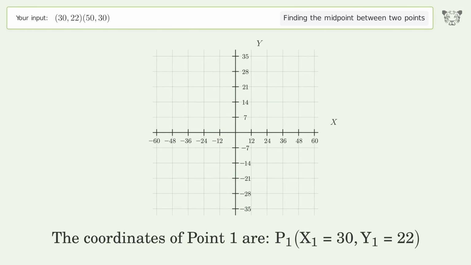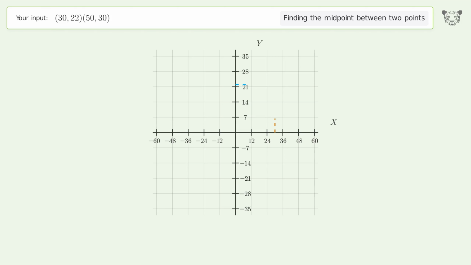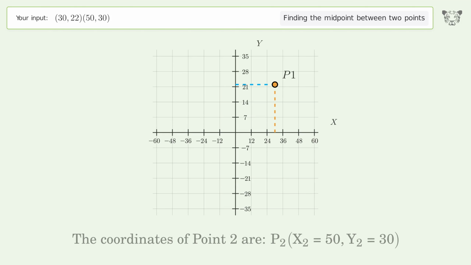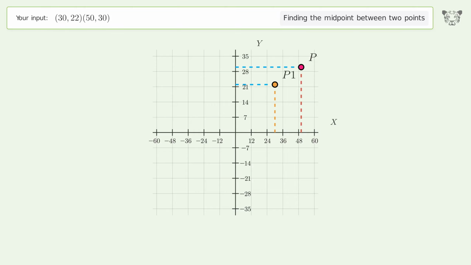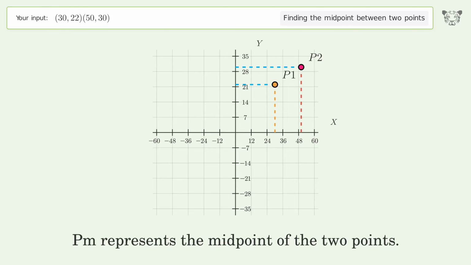The coordinates of point 1 are x1 equals 30, y1 equals 22. The coordinates of point 2 are x2 equals 50, y2 equals 30. PM represents the midpoint of the 2 points.